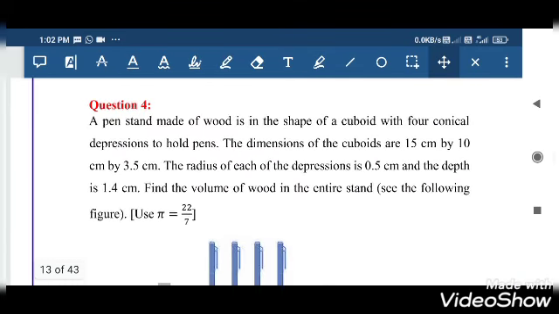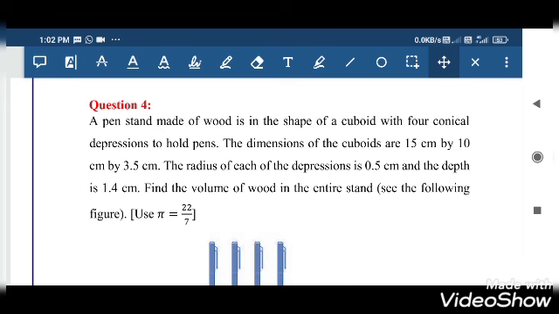Fourth question: a pen stand made of wood is in the shape of a cuboid with 4 conical depressions to hold pens. The dimensions of the cuboid are 15 centimeter by 10 centimeter by 3.5 centimeter, that is length, breadth and height. The radius of each depression is 0.5 and the depth is 1.4 centimeter. Depth is nothing but the height. Find the volume of wood in the entire stand.